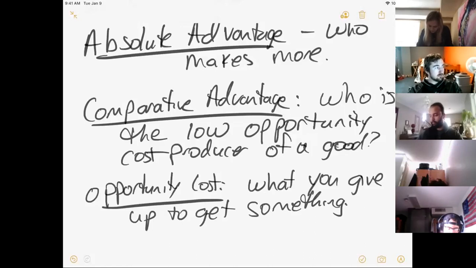So opportunity cost is a little bit different than the price of a good, or it can be different than the price of the good, right? It's what you give up to do something. So let's think about, for instance, what's the opportunity cost of going to college? Who can help me with this? Jonah, maybe you can help me think through what's the opportunity cost of going to college? Like, what do you give up when you go to college?